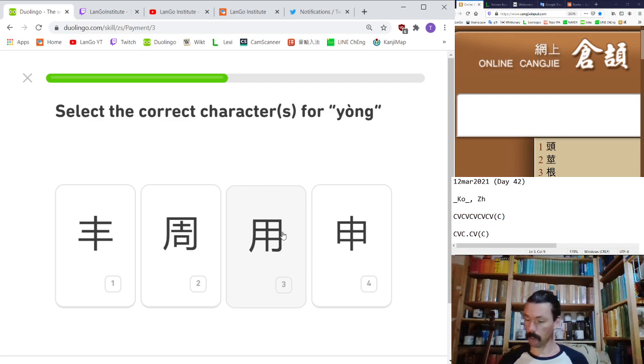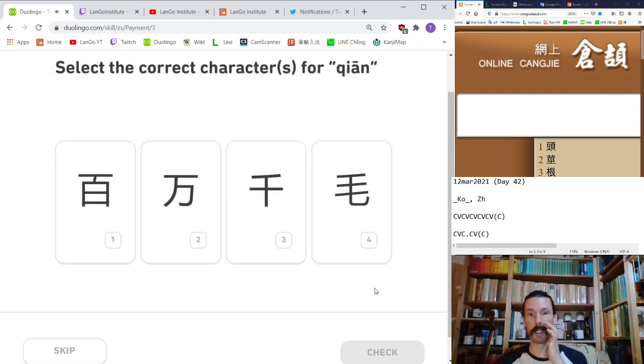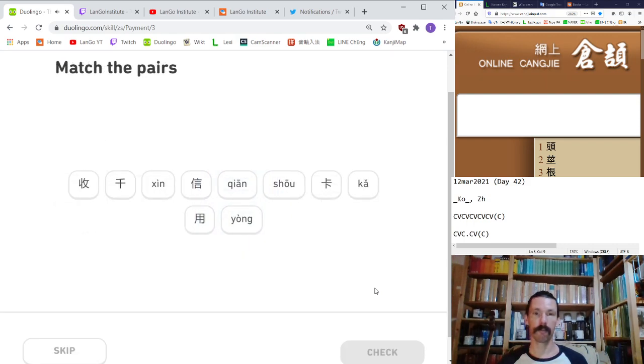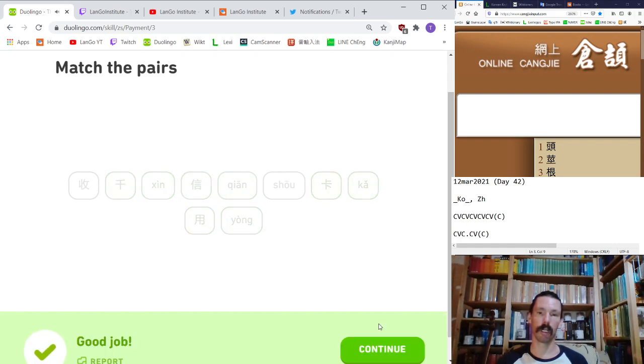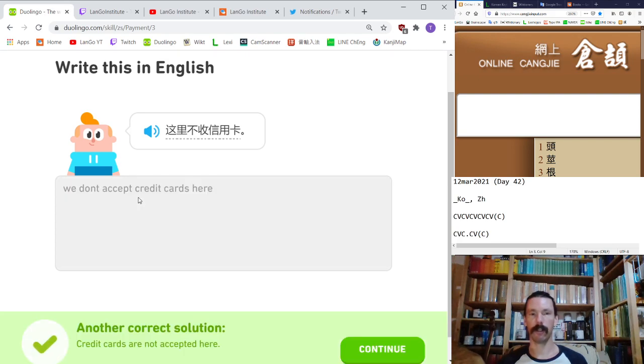这里不收信用卡。We don't accept credit cards here.